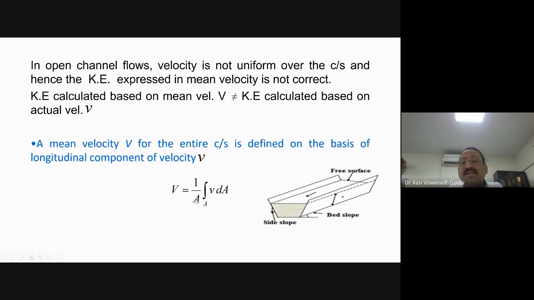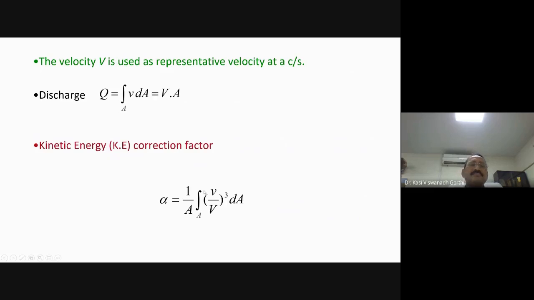But based on mean velocity, A is the wetted area for the entire cross-section and V is the mean velocity. Area into velocity gives you discharge. So the discharge calculated based on the mean velocity is A into V. The discharge calculated based on the local velocity is the integral of v into dA. Both are the discharges. Equating both, the velocity V will be equal to 1 by A integral of small v into dA. This is how the mean velocity V at a given section is related to the local velocity small v.